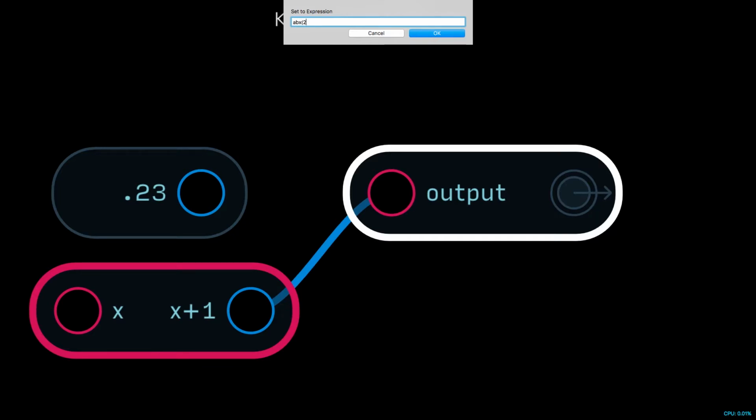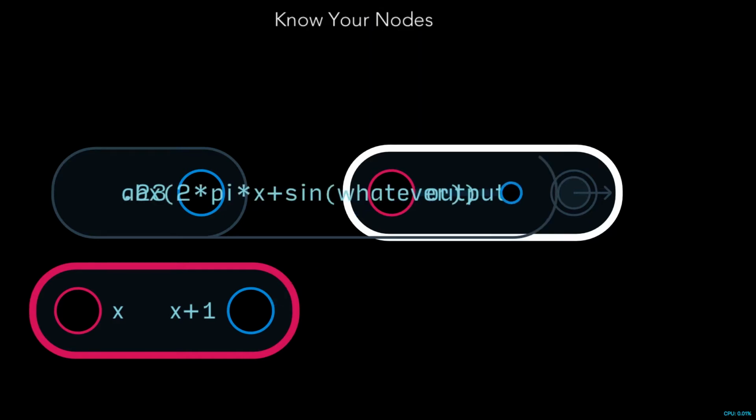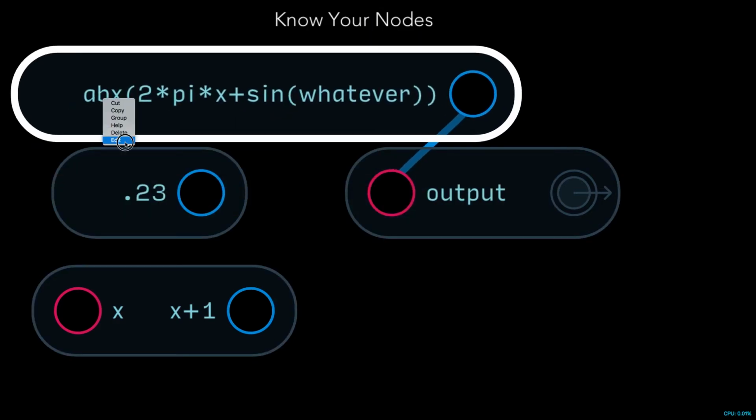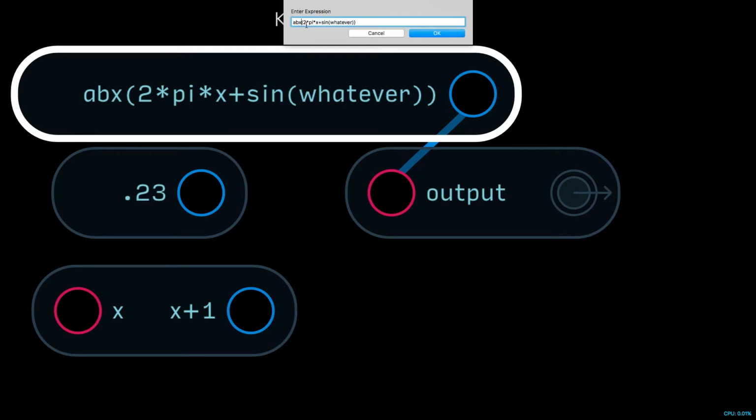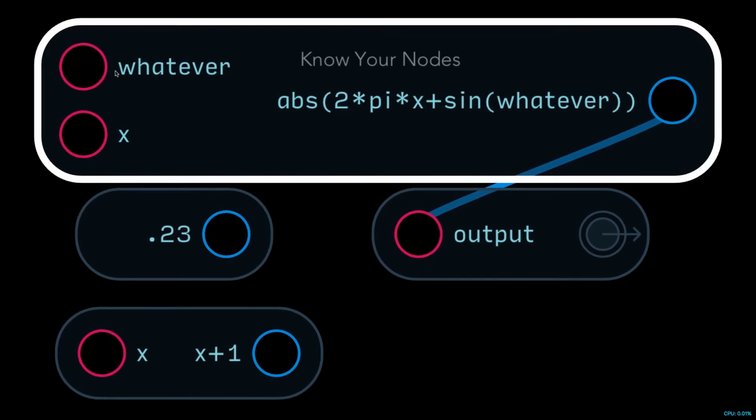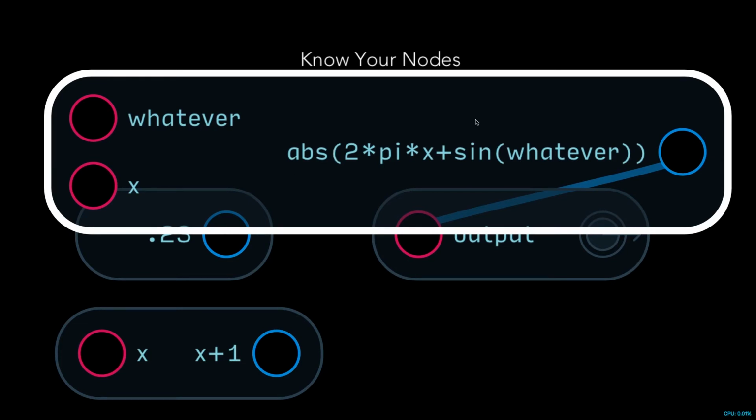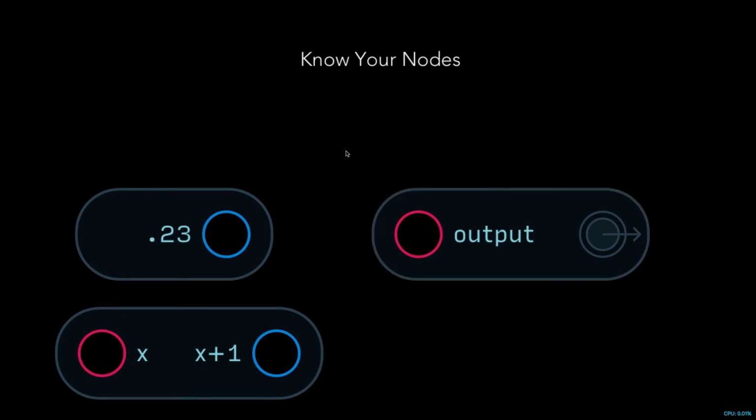ABS of 2 times pi times x plus sine of whatever. ABS, not ABX. There. And it will create whatever, and X, and all the other words that aren't in the library. So ABS, and sine, and E, and pi, and a laundry list of other things that are in the expression node, and you can't use those as variables. But if it's not in the library, it becomes a variable. Yeah, and that's basically it.